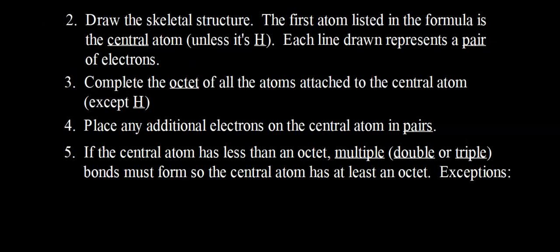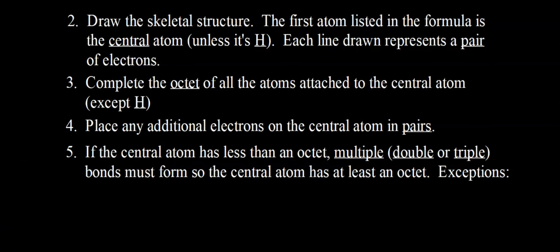All right, next we're going to draw the skeletal structure, it's called. The skeletal structure shows all of the atoms in that molecule or polyatomic ion and how they are bonded to each other. The first atom listed in the formula of a polyatomic ion or molecule is usually the central atom, the one to which everything else is attached.